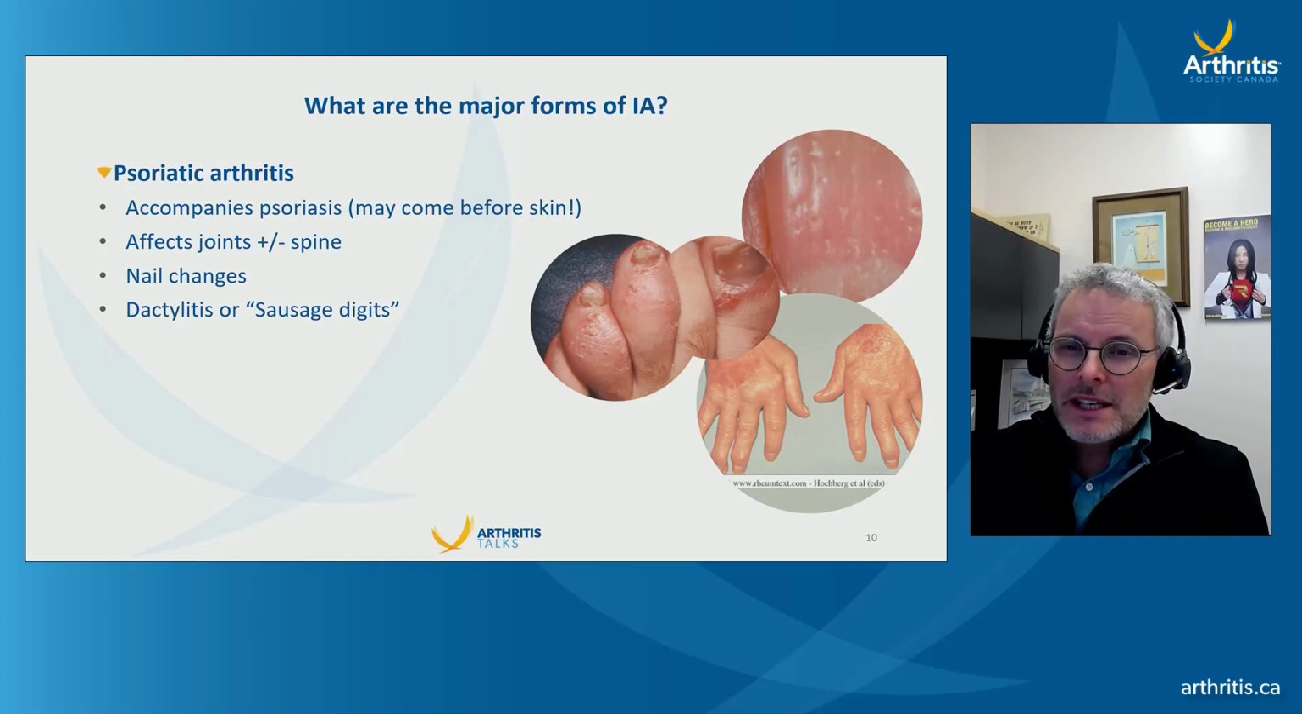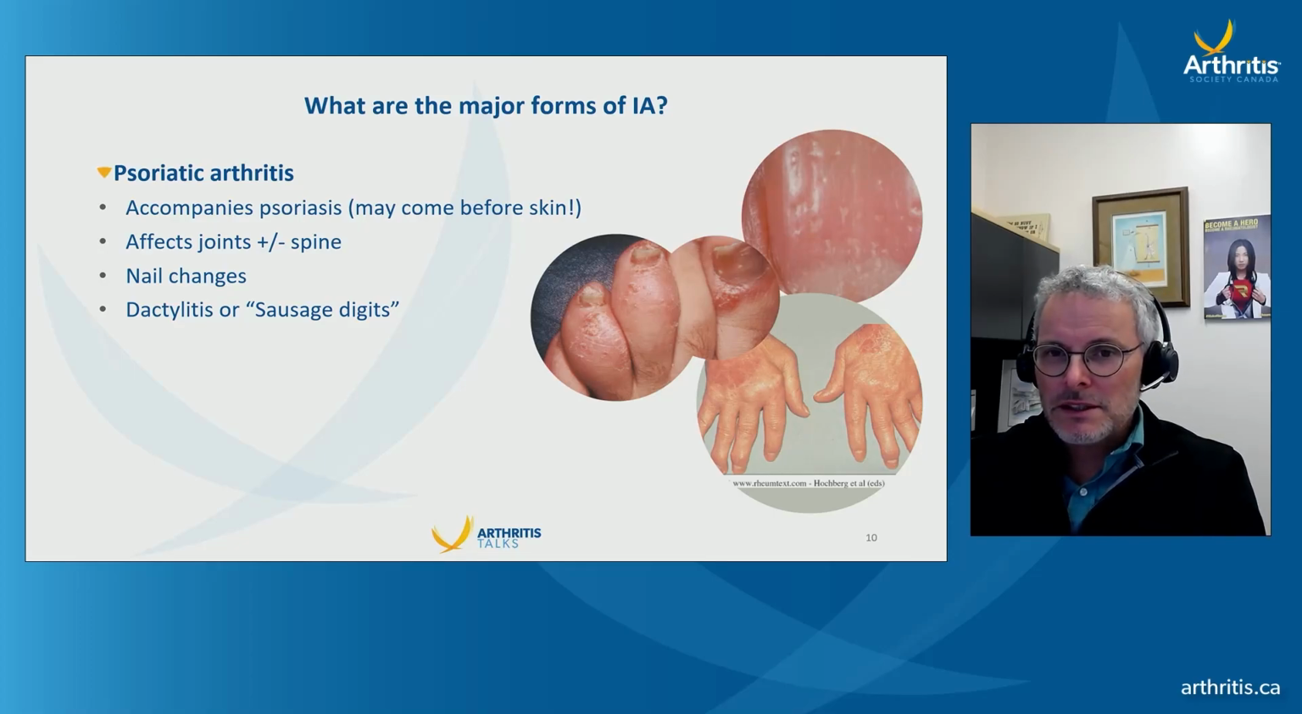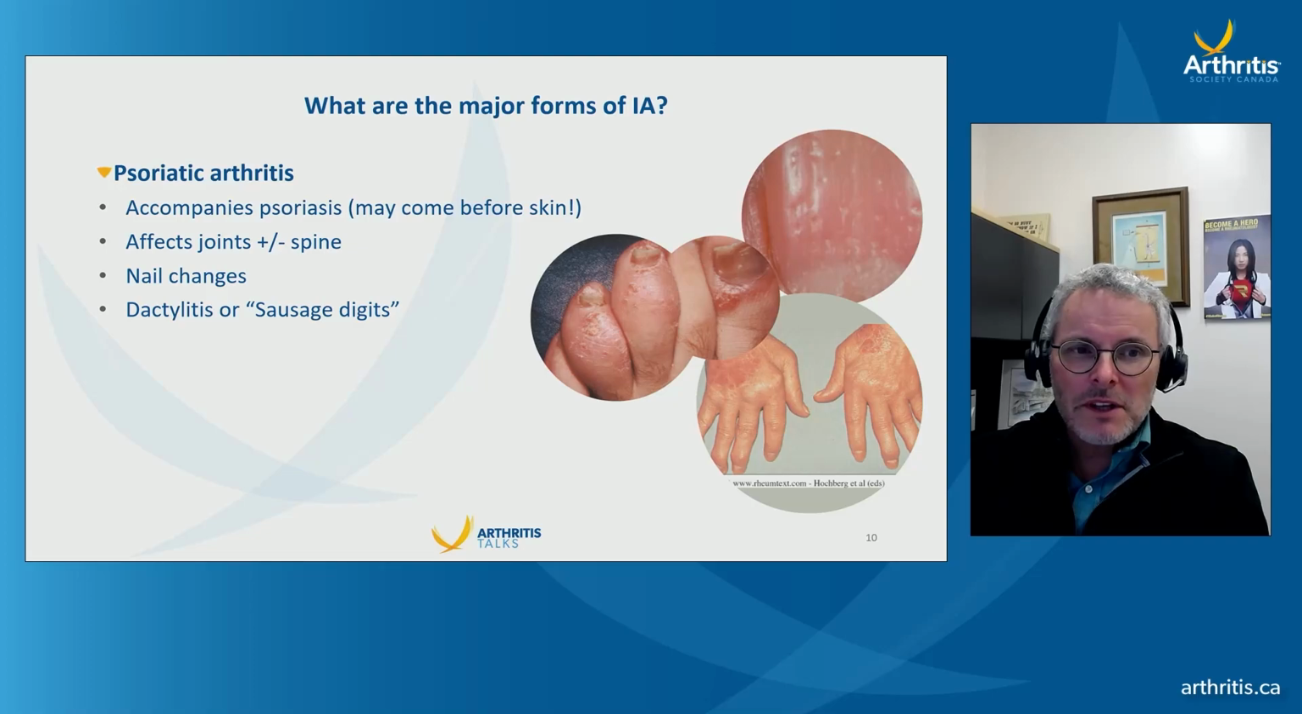Typically, patients get nail changes. So you can see in the top picture, there's a fingernail and it looks like someone's taken a hammer and a nail to it, and there's little dents in it, those pitting bits, and sometimes they lift off of the nail beds. And we get something we call dactylitis, or what we often call sausage digits. So those two toes there that are big and puffy like sausages, you can compare them to the second toe in that picture, where it's a normal looking toe, but the two next to them are quite swollen.